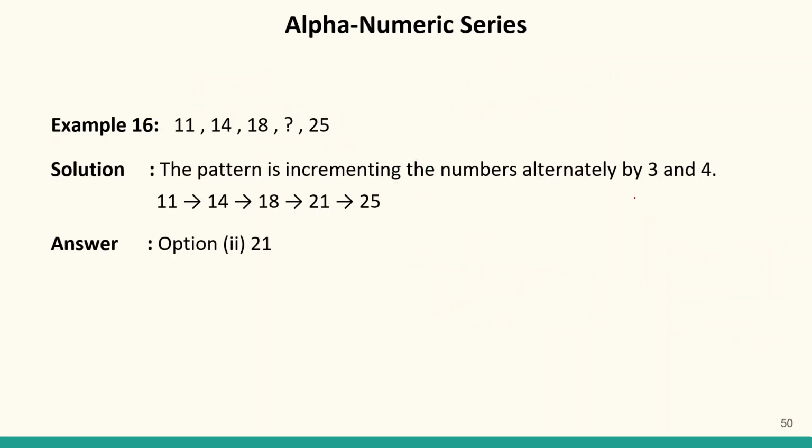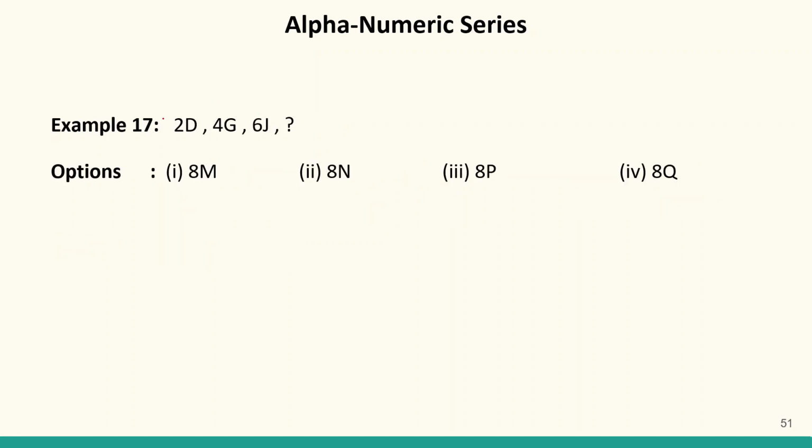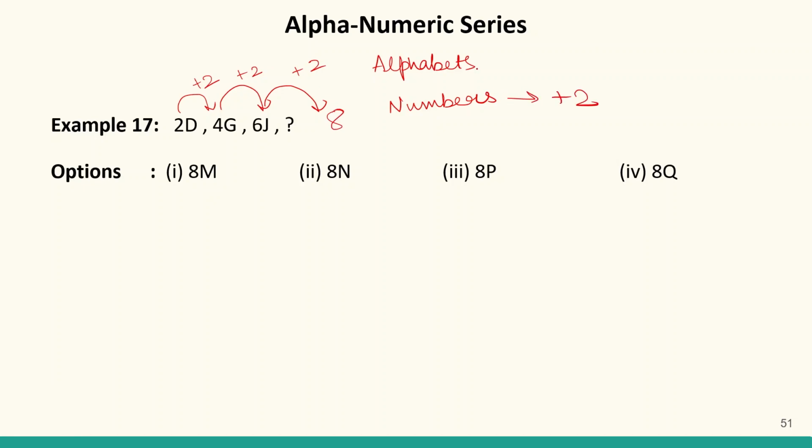Right? So the numbers are incrementing alternately by 3 and 4. Now let us look at this series. So if I check, we have to check for both alphabets and numbers. If I'm checking for numbers, I can see there's an increment of 2. 2 plus 2 will give us 4. 4 plus 2 will give us 6. So the next number is 6 plus 2, which is 8. Right? So by numbers, the logic is plus 2.